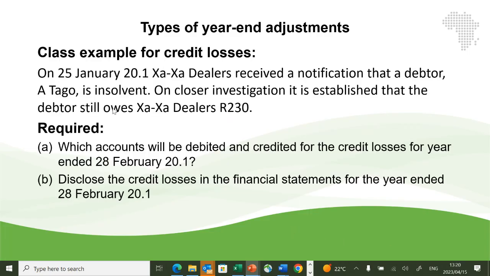Here, on 25th January 20.1, Qaqaqa Dealers received a notification that a debtor, a customer that owes Qaqaqa Dealers money, a Taco, is insolvent. On closer investigation, it is established that the debtor still owes Qaqaqa Dealers 200 debt. Already we know that he's insolvent, so he won't be able to pay us at all.